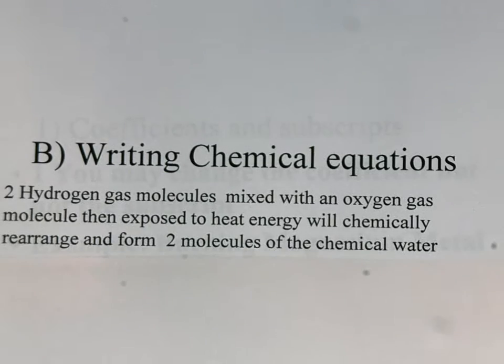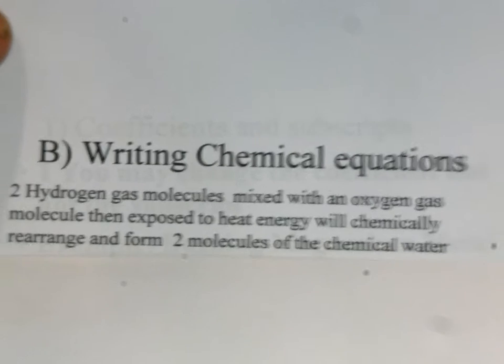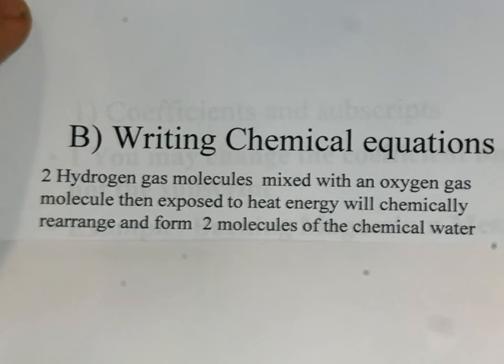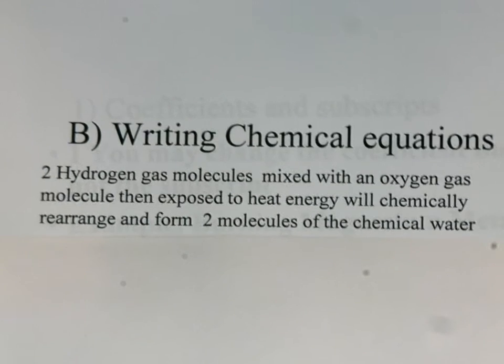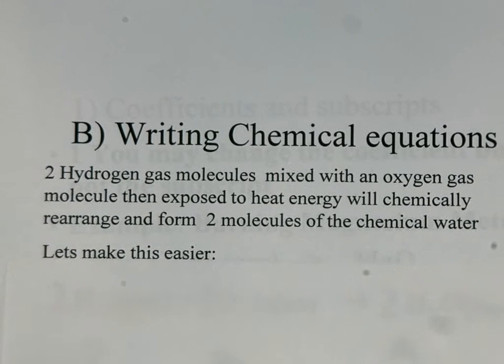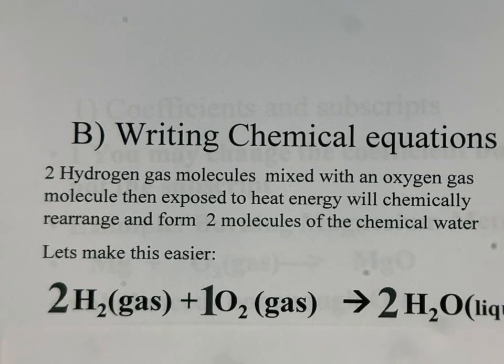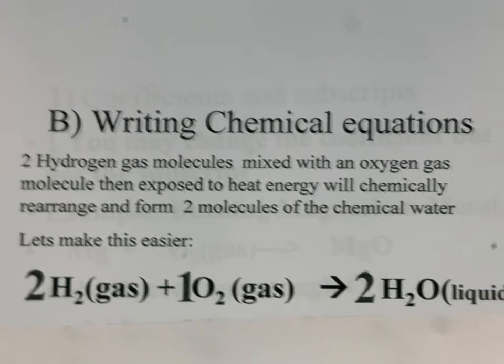Chemists are lazy. They do not want to spend a lot of time writing out anything more than they have to. For example, two hydrogen gas molecules mixed with an oxygen gas molecule, then exposed to heat energy, will chemically rearrange to form two molecules of the chemical water. Now, chemists do not want to write all that out. That's why they first off invented symbols and such. So, let's make it easier. They're going to write it like this.